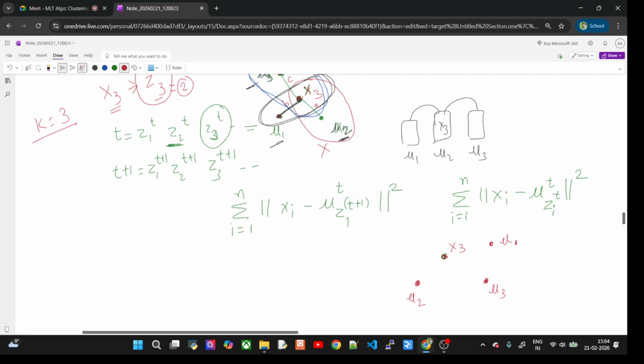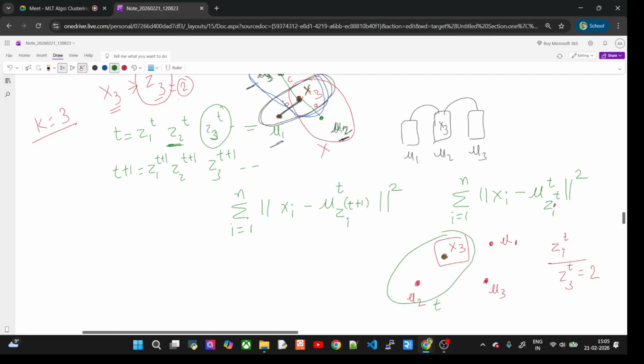Now we need to find out zi of t. Here i is equal to 3, so z3 at the t-th iteration, we said, is equal to 2, which means this point belongs to this group at the current iteration. At the t-th iteration he is saying he belongs to mu2.